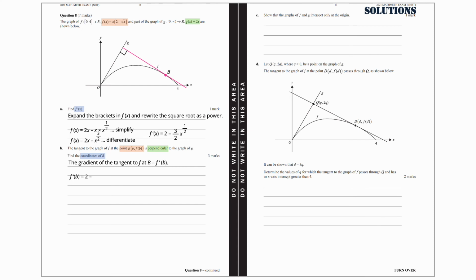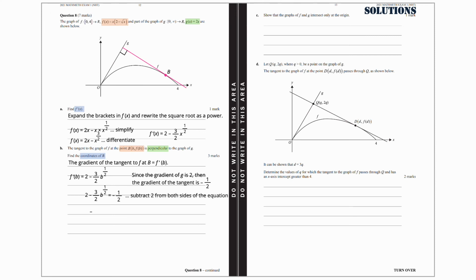Therefore, f dash of b equals 2 minus 3 on 2b to the power of a half. Since the gradient of g is 2, then the gradient of the tangent is negative 1 on 2. Therefore, we can write that 2 minus 3 on 2b to the power of a half equals negative 1 on 2.